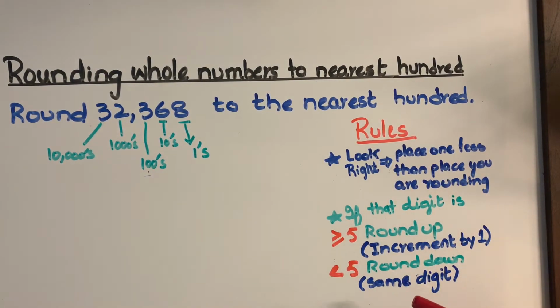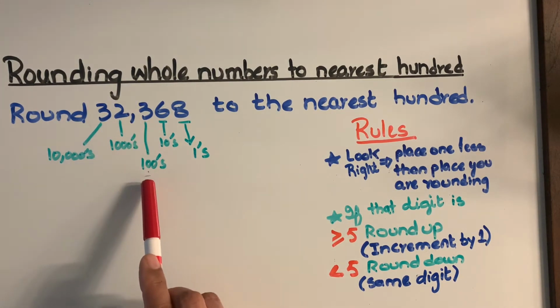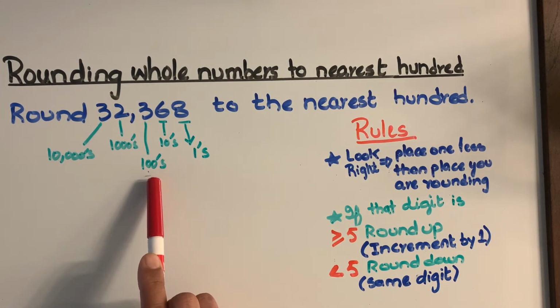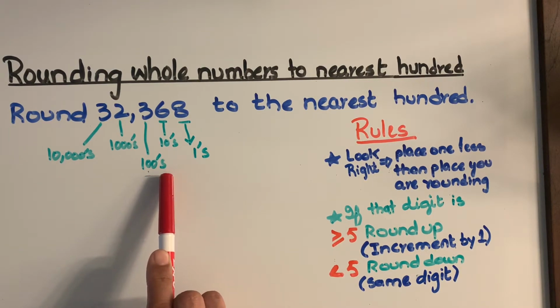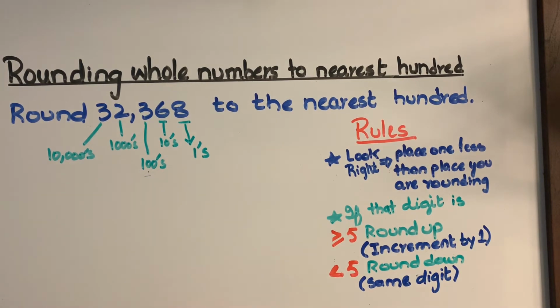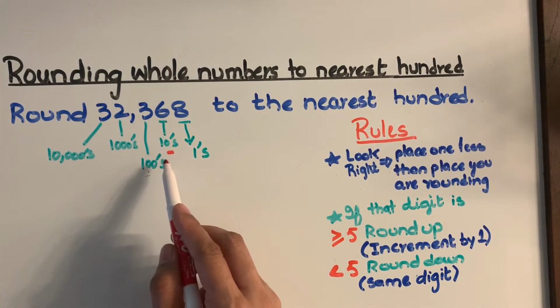Here are the rules. Because we are rounding this number to the nearest hundred, we have to look at the hundreds place. So this is the hundreds place. And what's the first rule? Let's read the first rule. The first rule is look right to the place one less than the place you are rounding. So we are at the hundreds place here, and we have to look right and move to the place one less than the place we are rounding. So this means we have to look at the tens place. And what number is in the tens place?